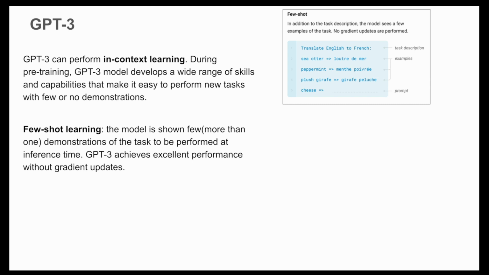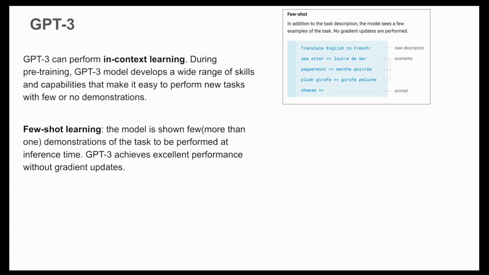GPT-3 can perform in-context learning. The idea of in-context learning is to give the model the ability to learn a wide range of skills and capabilities that make it easy to perform a new task with few or no demonstrations. In-context learning can be achieved in many ways. The first one is few-shot learning. In few-shot learning, the model is shown more than one demonstration of the task to be performed at inference time. GPT-3 can achieve excellent performance without gradient updates when performing few-shot learning.